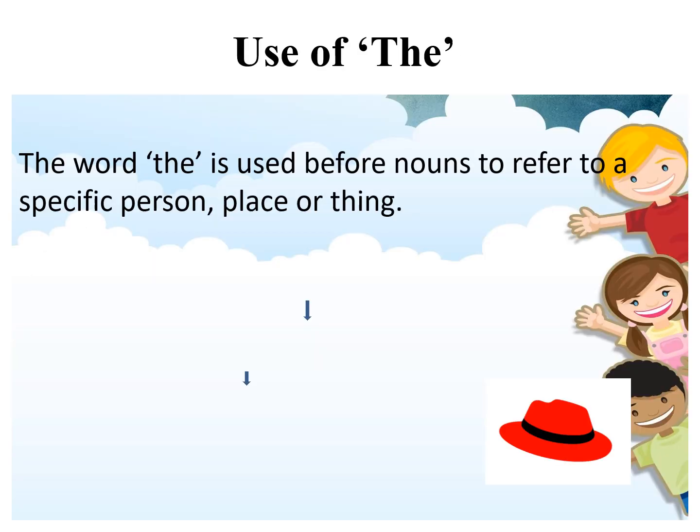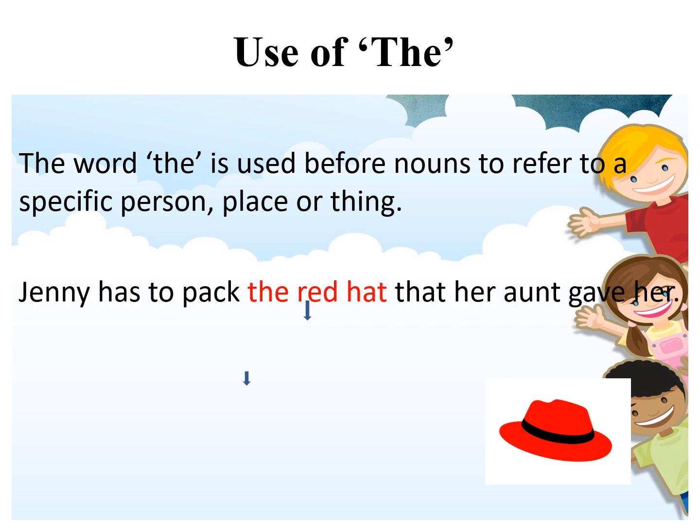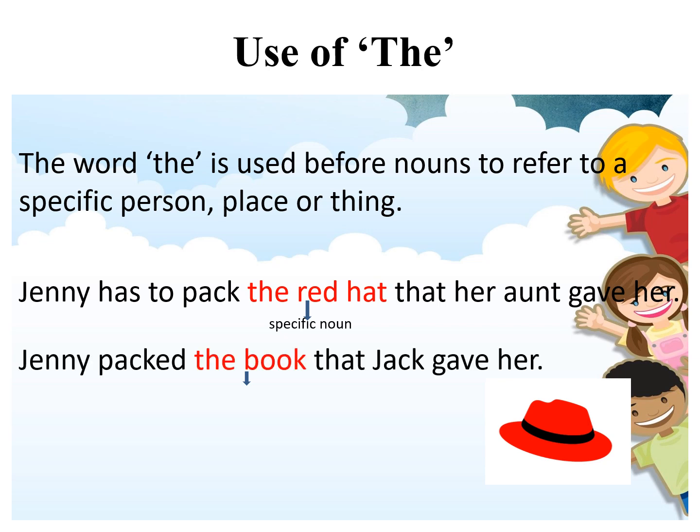Thanks, Jack. The word the is used before nouns to refer to a specific person, place, or thing. For example, Jenny has to pack the red hat that her aunt gave her. Over here in this line, Jenny is talking about a specific hat that her aunt gave her. Jenny packed the book that Jack gave her. The book refers to a specific book that Jack gave her.